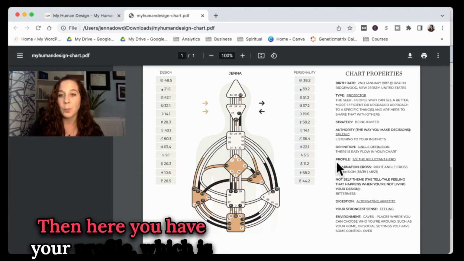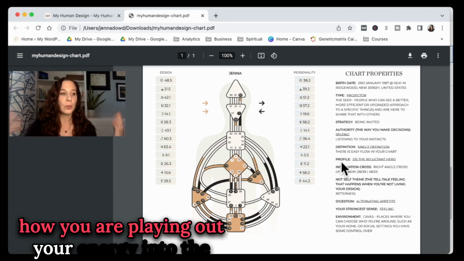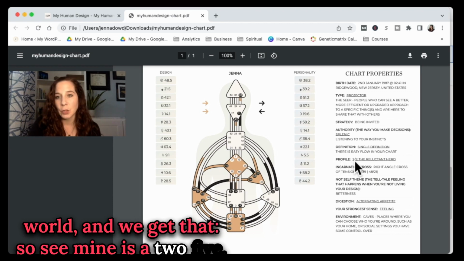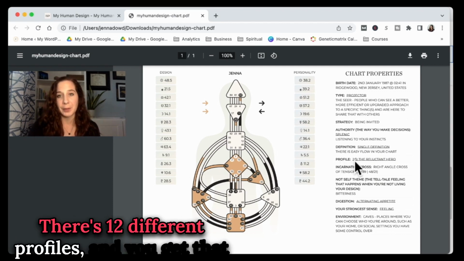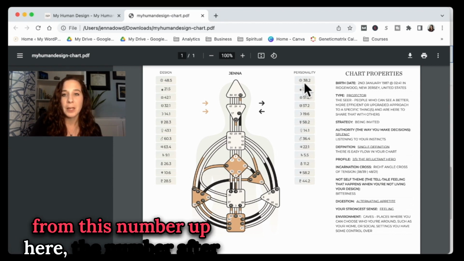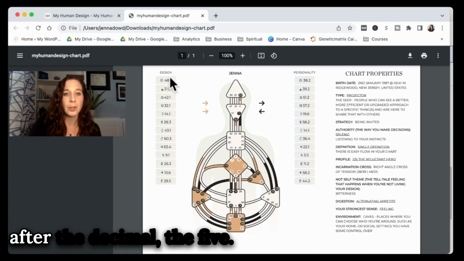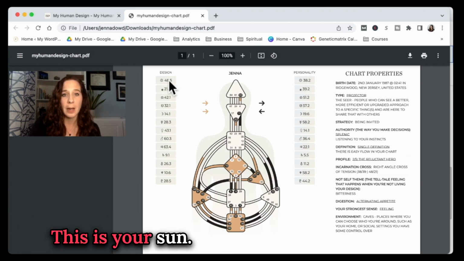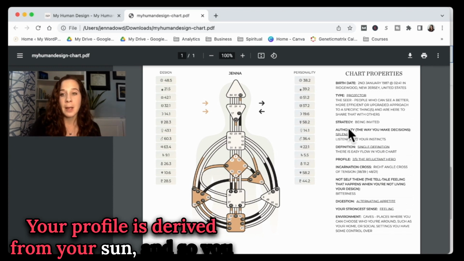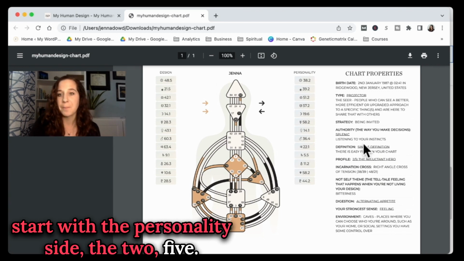Then here you have your profile, which is how you are playing out your energy into the world. And we get that, so see, mine is a 2-5. There's 12 different profiles. And you get that from this number up here, the number after the decimal, the 2, and the number over here after the decimal, the 5. This is your sun. Your profile is derived from your sun. And so you start with the personality side, the 2, 5.